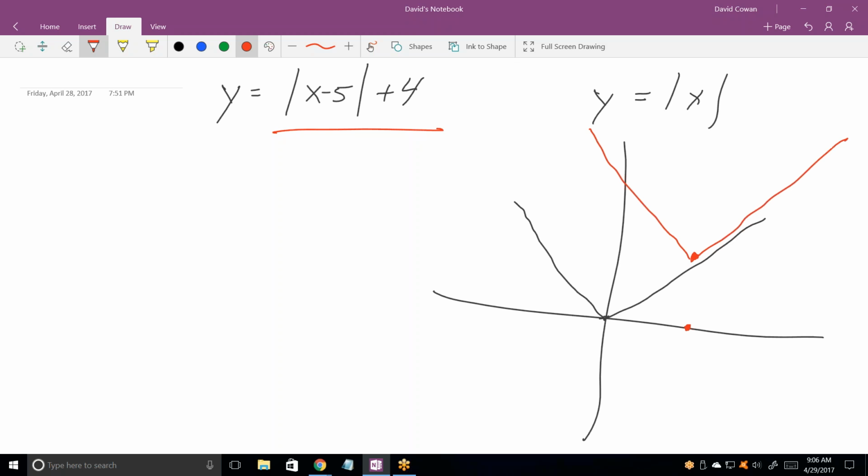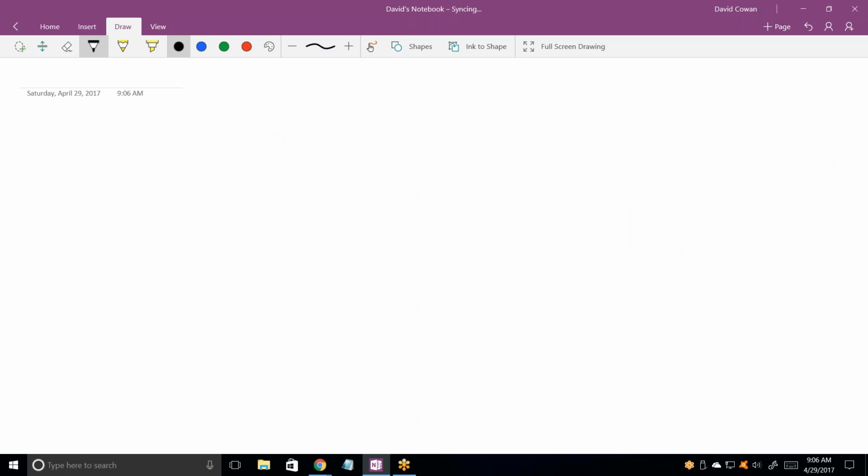Didn't change the slope. Both of those slopes are 1. And that point is 5 comma 4. Okay, yeah, I know how to do that. As long as you know the parent function, most of those are relatively straightforward. Some can be a little complicated. For example, what is this one?